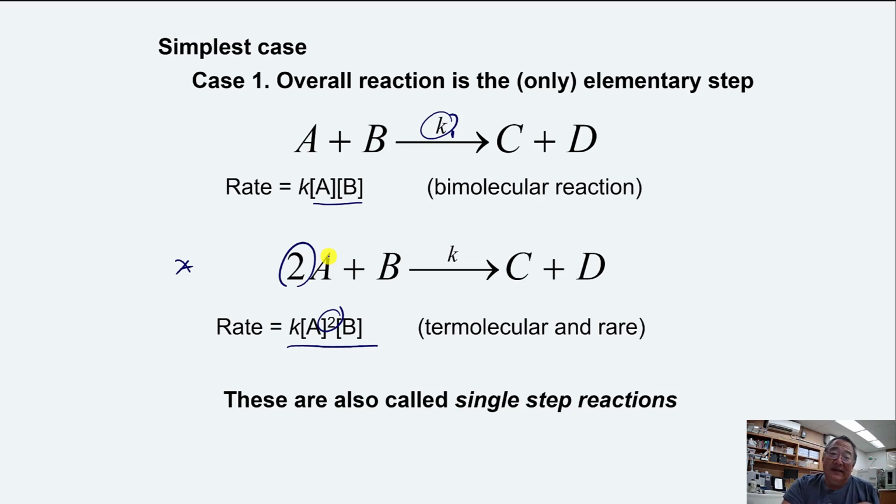So the probability of more than two molecules actually coming together, with all the other factors that are involved, is relatively rare. There's only a small handful, instead of millions of reactions, that are termolecular versus bimolecular. Okay, so that's for a single step reaction.